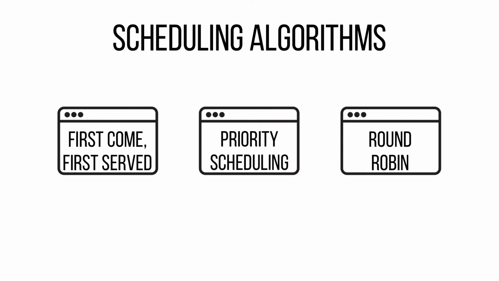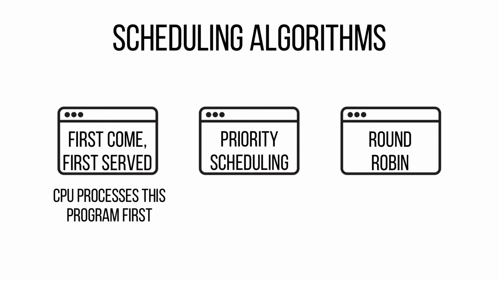So first come, first serve means whichever program is added to the queue first is run until it finishes. Then the next program in the queue is run, and so on. So if you opened Word first, then your internet browser, and then you opened up a messaging app, it's going to load Word first before it'll move on to your browser.